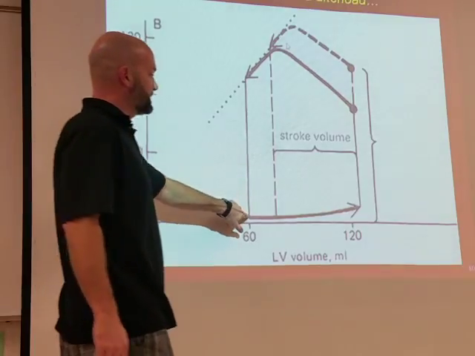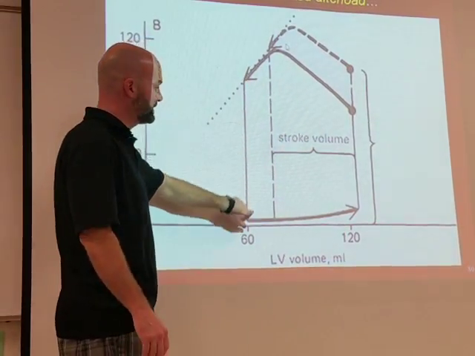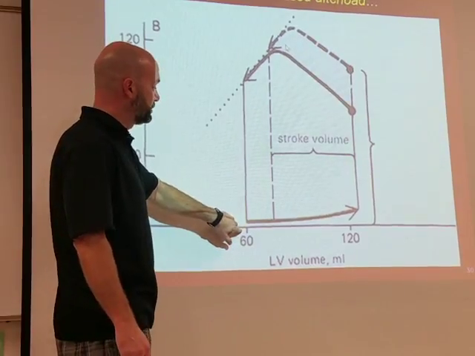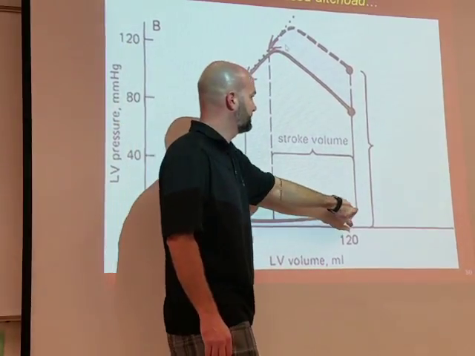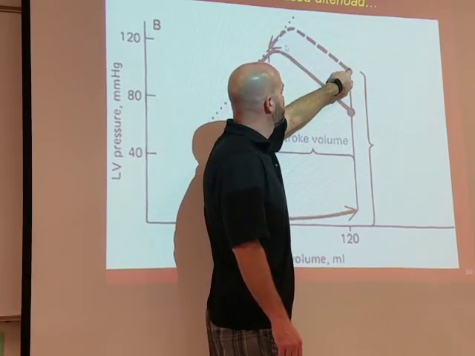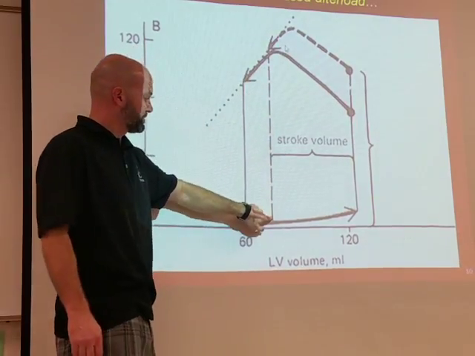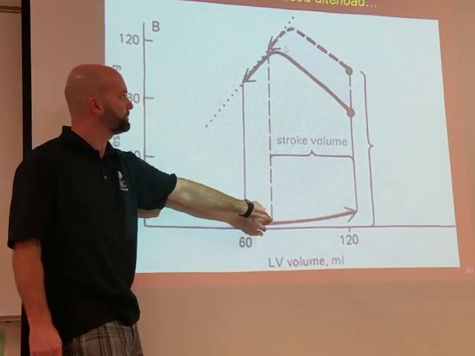So we start at 60, fill to 120, eject, back to 60, that's loop 1. Loop 2, start at 60, fill to 120. Now we have to generate more pressure to open the valve. We eject, but we don't eject as much blood. So now we're left with a larger ESV.